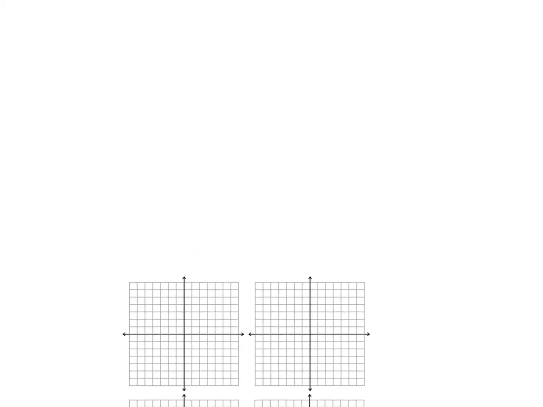1.6, we are going to talk about step functions. And we are going to also graph some piecewise functions. So what a step function really does is, imagine you have a linear equation.